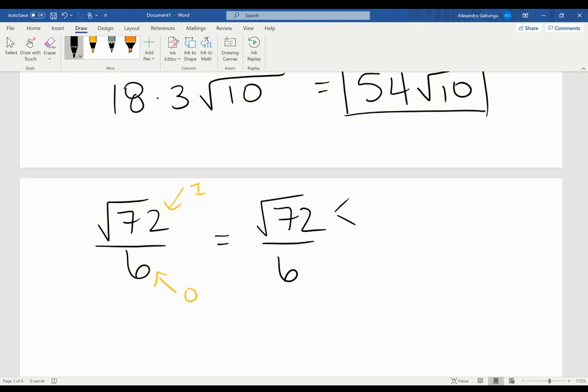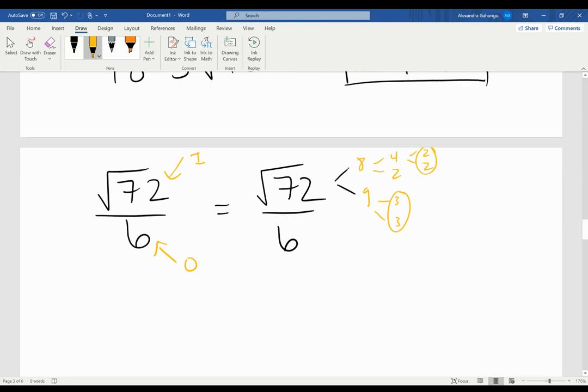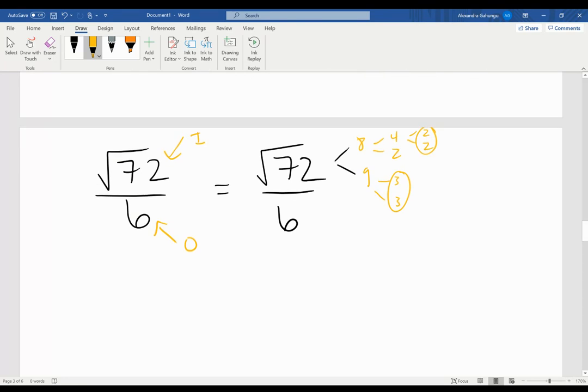72 can break up into 8 and 9. I actually want to do that in a different color. 8 and 9, 4, 2, 2, 2, and then 3 and 3. So 3 is going to be able to leave the house. 2 is going to be able to leave the house. So 3 times 2. And then the only thing that was inside of the house is that 2 that didn't, and then 6.